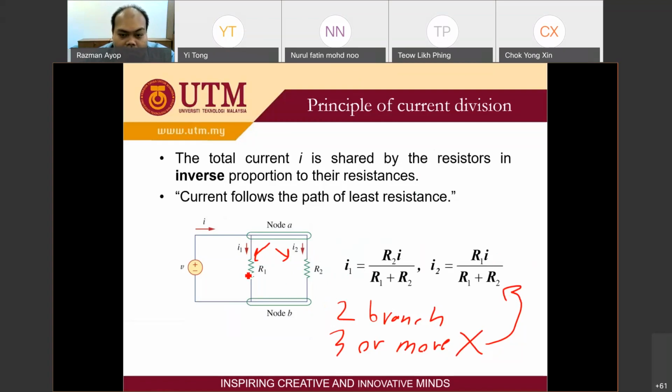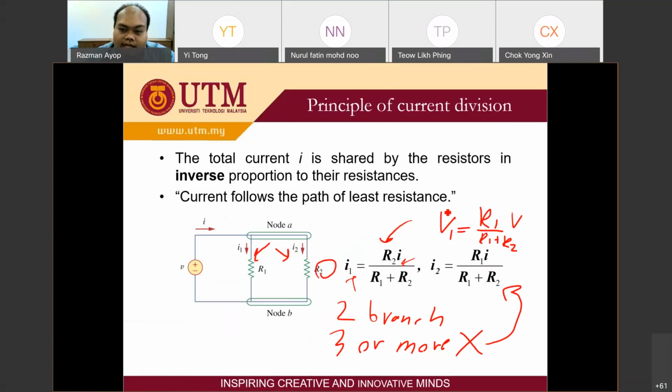If you want to get I1, you have to look here. If you want to get I1, you have to use R2. For the voltage divider, you use the resistor of the voltage you want. So V1 equals R1 divided by R1 plus R2, times V. But for current division, you have to flip it. If you want to get I1, you have to use the R2 value. But if you want to get I2, you have to use R1.